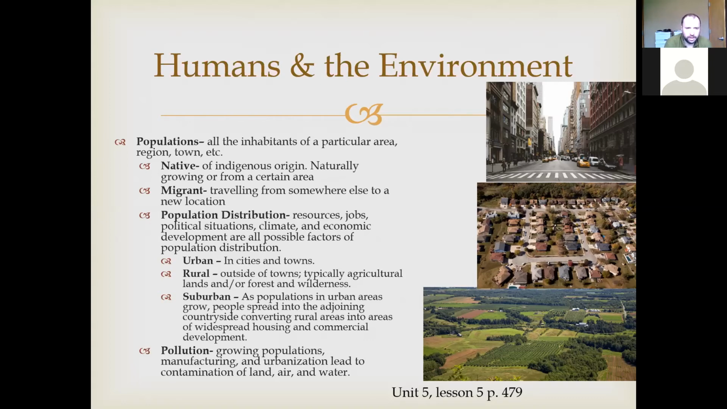And then the last term that we'll talk about before we jump into the practice questions for the day is pollution, which is a pretty straightforward thing. As populations grow, manufacturing increases, and urbanization also increases. All these things lead to potential contamination of land, air, and water. Very straightforward. So with that said, let's jump into the practice questions and spend a little more time on them than we normally do. And whenever we get through the questions, we'll call it a day and pick up where we left off tomorrow. Sound good?